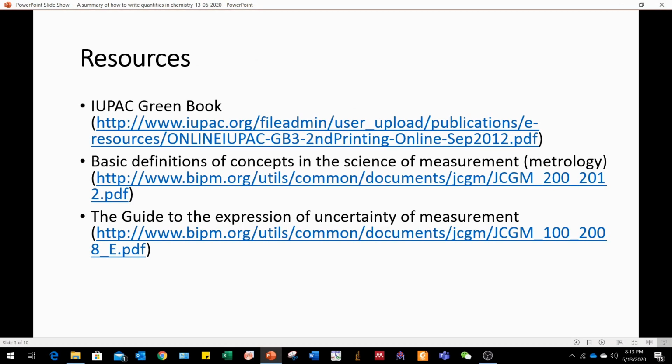Here I have mentioned a few resources. First of all, the IUPAC Green Book, which is available online, explains different SI units and different other definitions. The second resource is the basic definitions of concepts in the science of measurement, which is also very helpful for explaining specific terms for scientific quantities. Moreover, the guide to the expression of uncertainty of measurement, which is one of the important parameters for the validation of your reported result, can be easily learned by the given link.